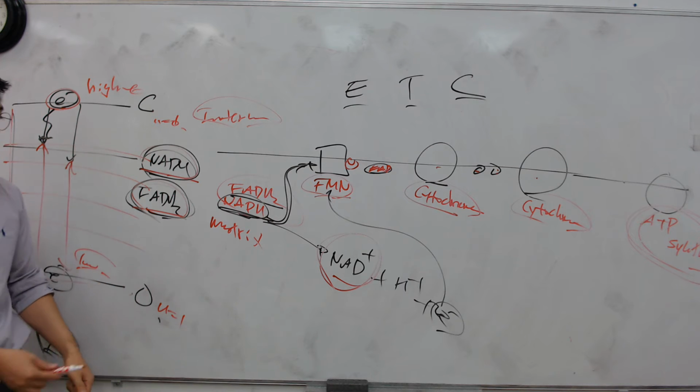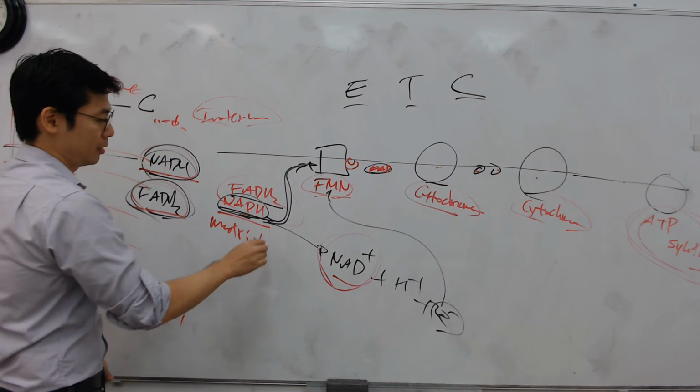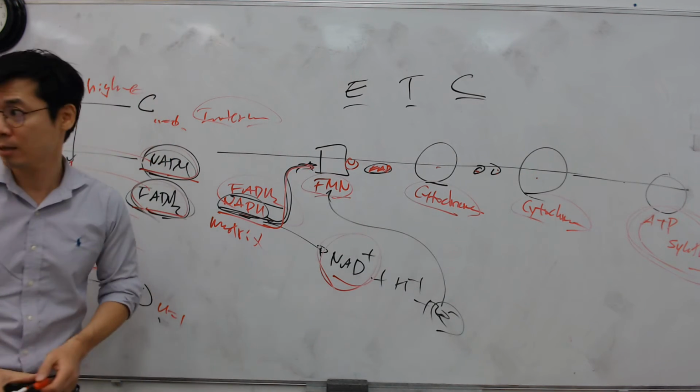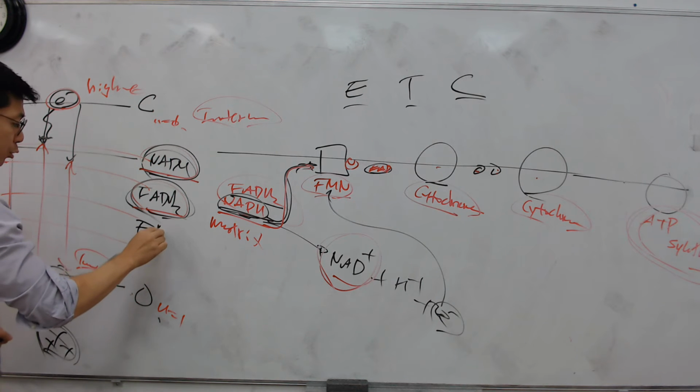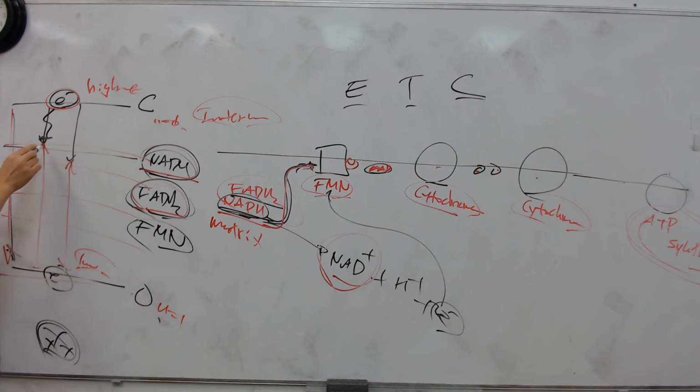NADH is giving away the electron to FMN, which is a flavor protein. So they're handing the electron to FMN. NADH lost this much energy, like from here to here. What are they going to do with the energy? You had like 100 of energy and lost to 50. What is going to happen?